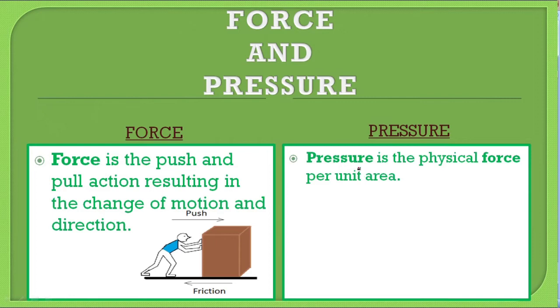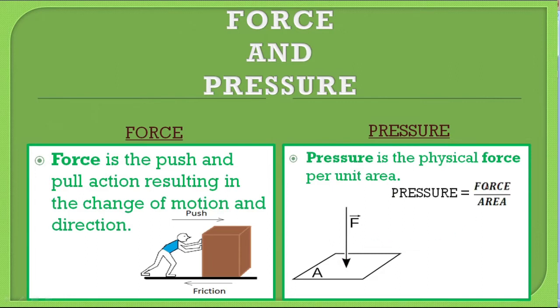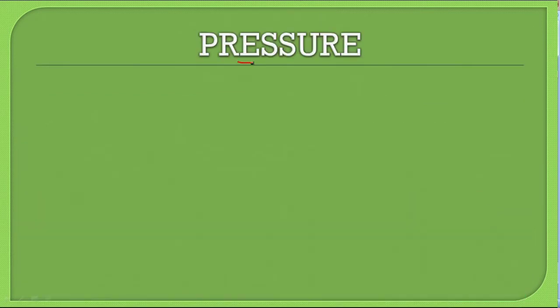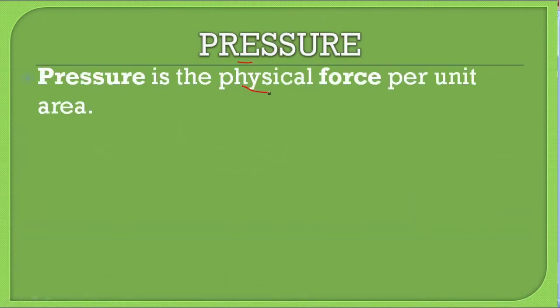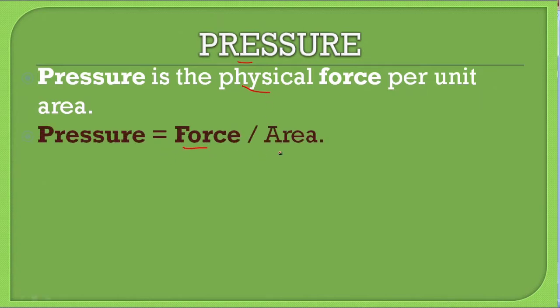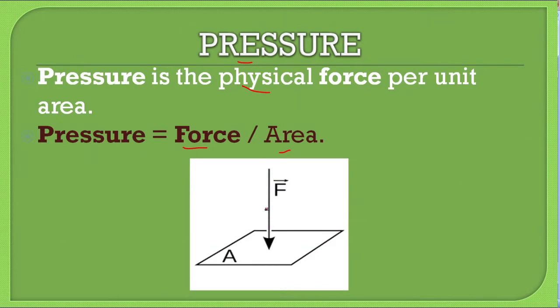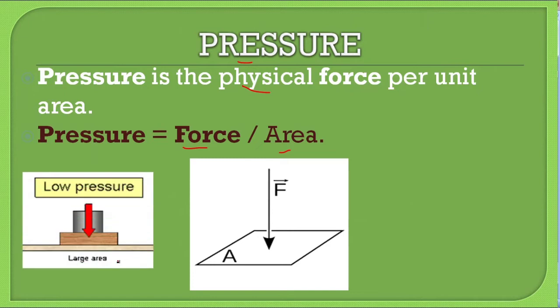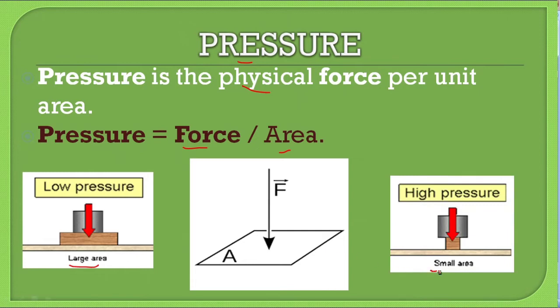So what is pressure? If we apply a force on this area, that is called pressure. So pressure is nothing, it's force upon area. Pressure is the physical force per unit area. Now you can see our figure. This much area we are applying a force on, that means this is your pressure. And you have to know this: the larger the area, the less the pressure, and the smaller the area, the more the pressure. So smaller area, high pressure; larger area, low pressure. You'll be more clear while doing some examples.